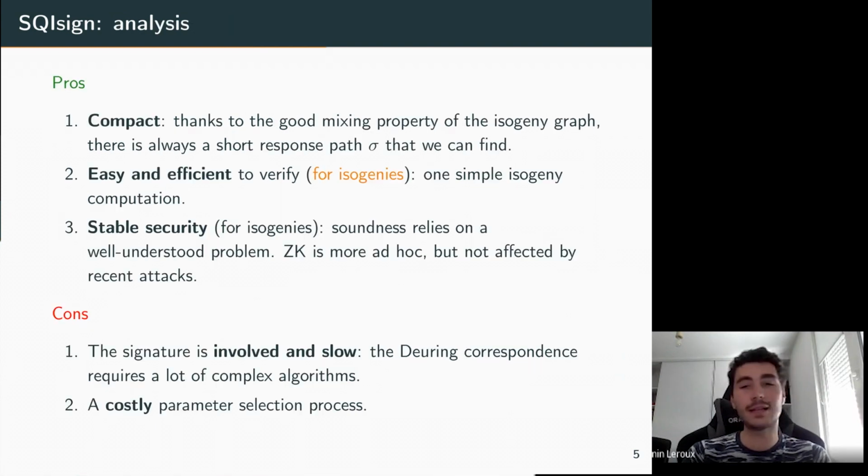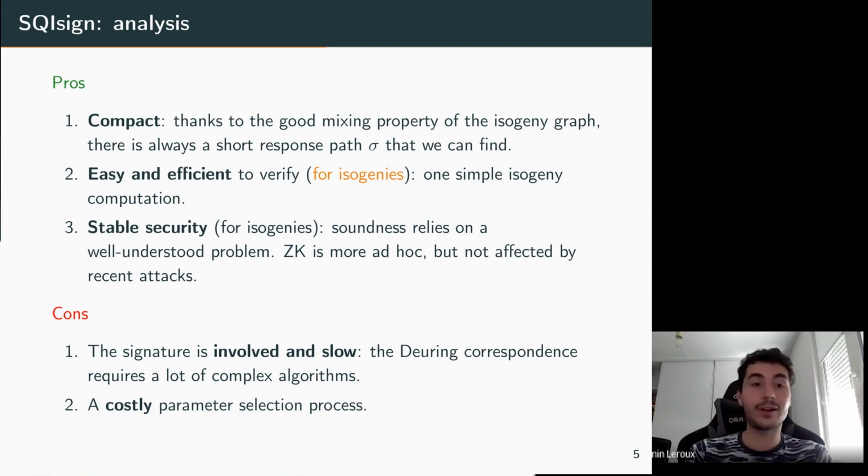Okay, so let's analyze a little bit what we have with that. What are the advantages and cons of this scheme? The first thing is that it's really compact. This is due to the good mixing property of the isogeny graph, which implies that there is always a short path between 2 given elliptic curves. Even though we are not able to find the shortest path, we are able to find a path which is short enough to have very compact signatures. The public keys are also very compact, since a public key is only 1 elliptic curve.